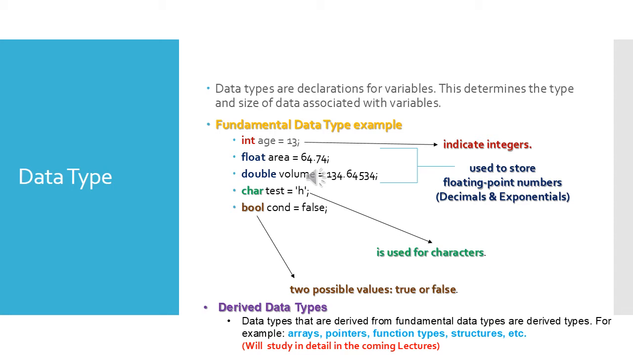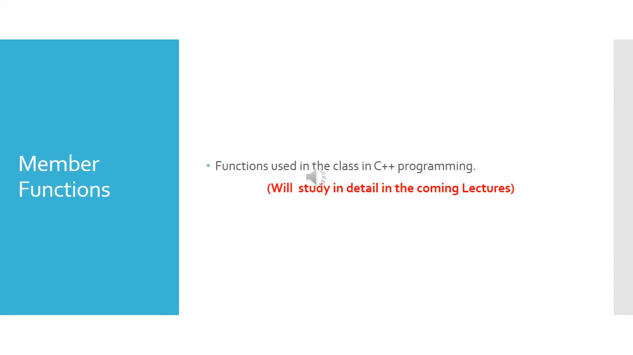Here, int represents integer, float and double represent floating point numbers, char represents characters, and bool represents boolean values. Functions will be learned in the coming lectures in detail. They are used to specify functions inside a class.